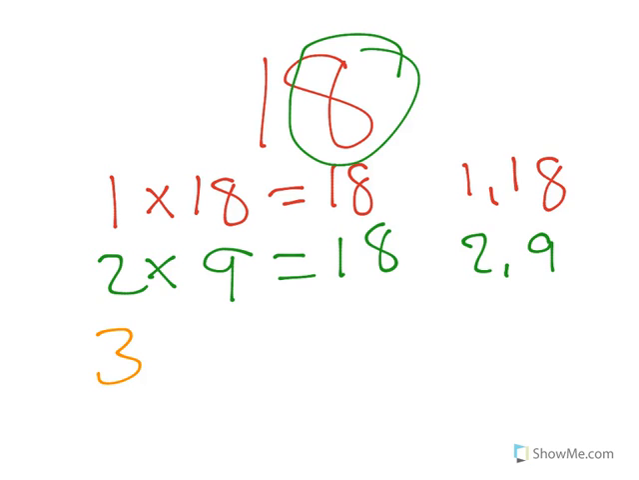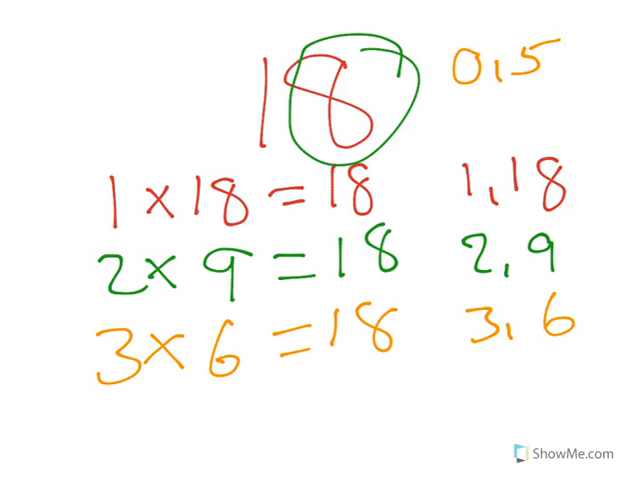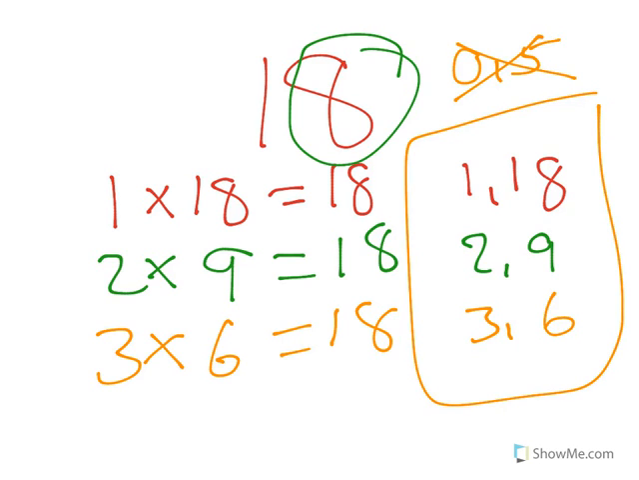Does 3 go into it? 3 times, good, 6 equals 18. So 3 and 6 are my factors. Does 4? 4 times 5 is 20, so that must not. We already know that 5 doesn't because it doesn't end in 0 or 5, so that can't be it. And we know 6 does, 7 doesn't, 8 doesn't, 9 we already got, and 10 doesn't. So we're good. So here is a list of our factors right there.